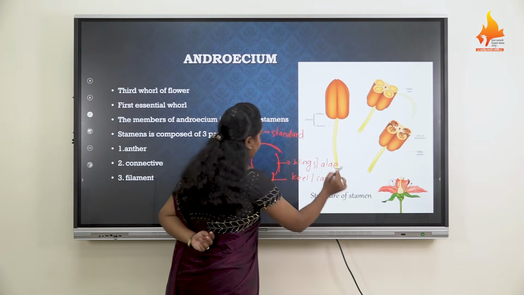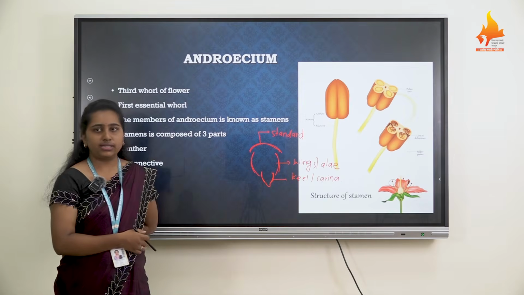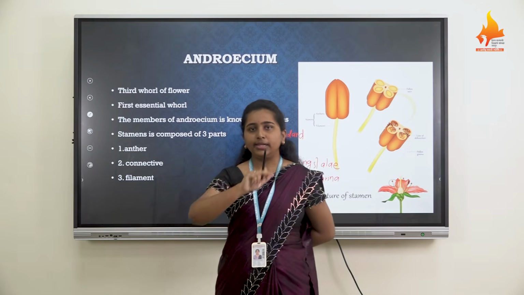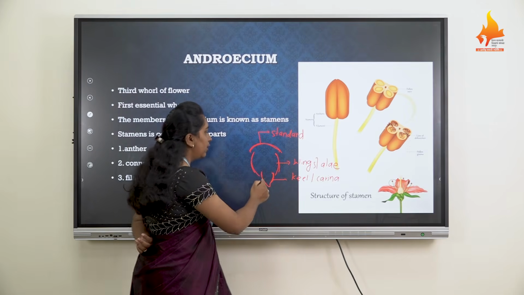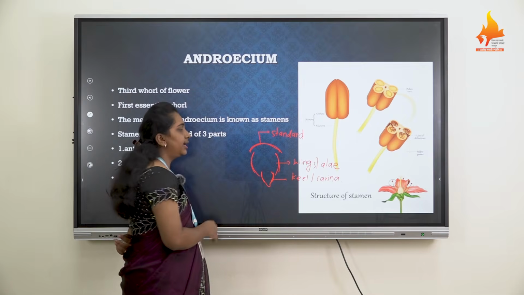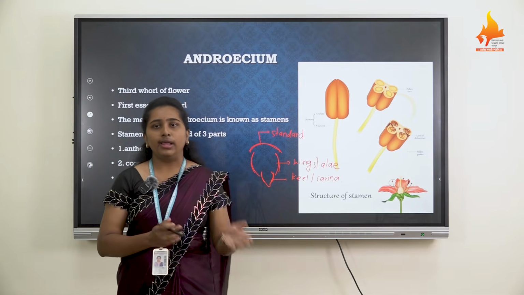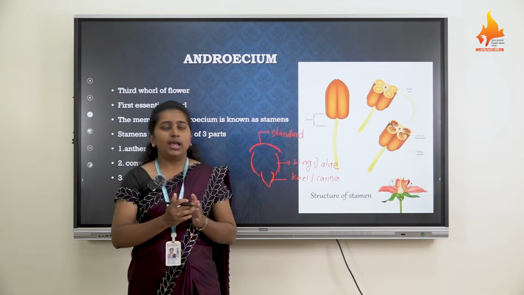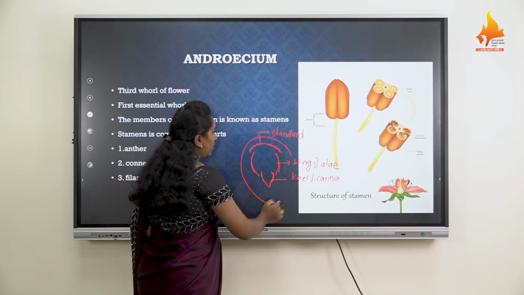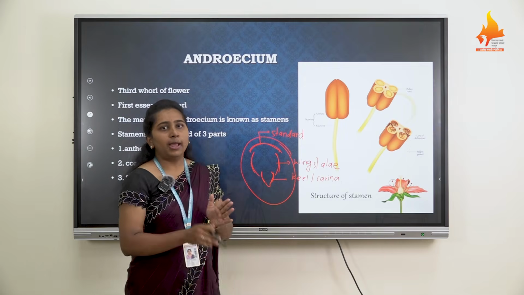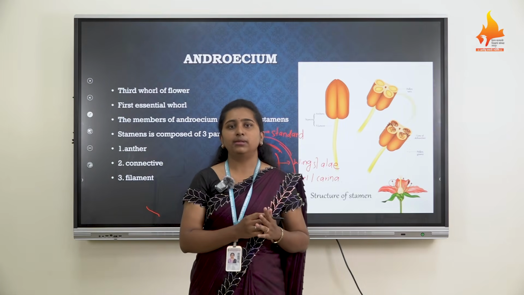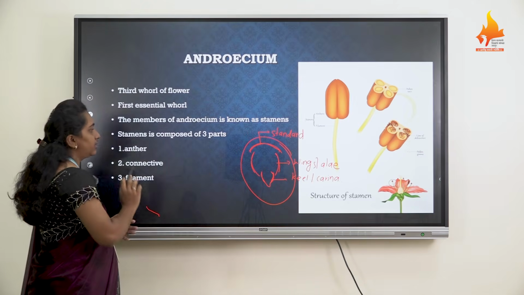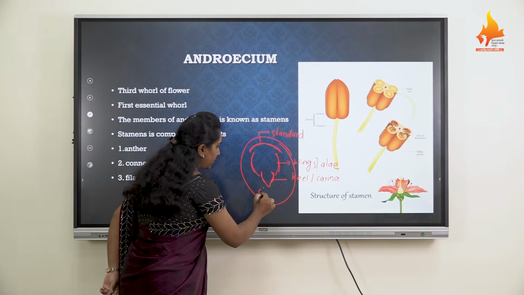Keel or carina. So, in this vexillary aestivation, wings are present to the lateral side of the standard petal, and on the anterior side there is the formation of two petals which are joined to each other. That type of petal is called keel or carina. This keel or carina looks like a boat-shaped structure, and the whole aestivation is called papilionaceous corolla, that is butterfly-like corolla. This type of aestivation is seen in Clitoria.